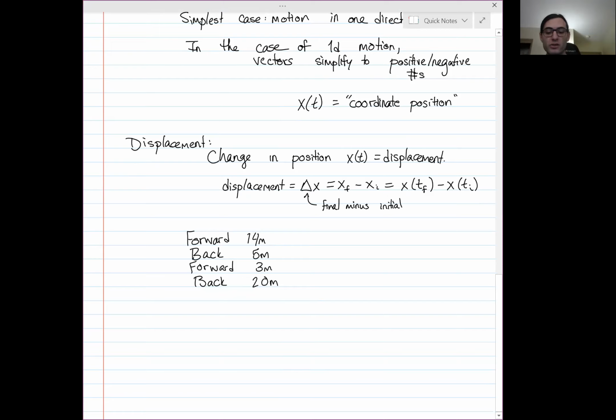Walking forward 3 meters would mean that they are at 12 meters, because you add 3 because it's a positive displacement. And then back 20 meters would mean that they are at -8 meters. So the initial position was at 0 meters from the origin. The final position was at -8 meters from the origin. So the total displacement is -8 meters, or equivalently, 8 meters back.